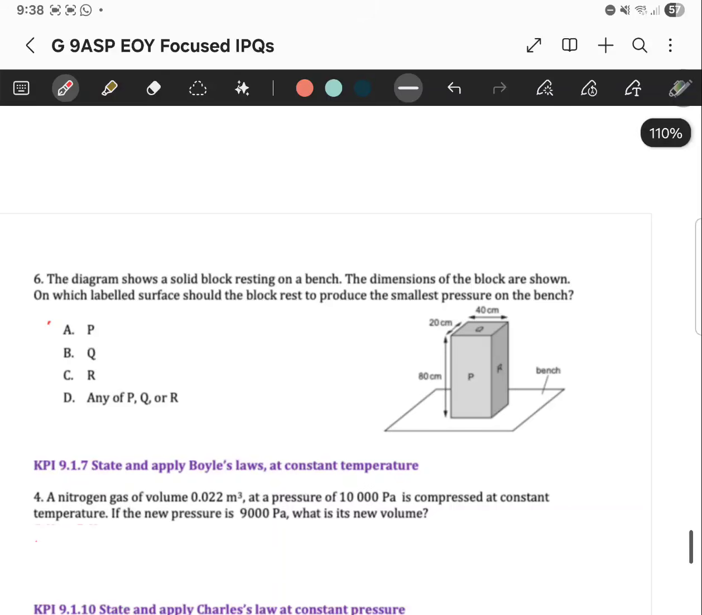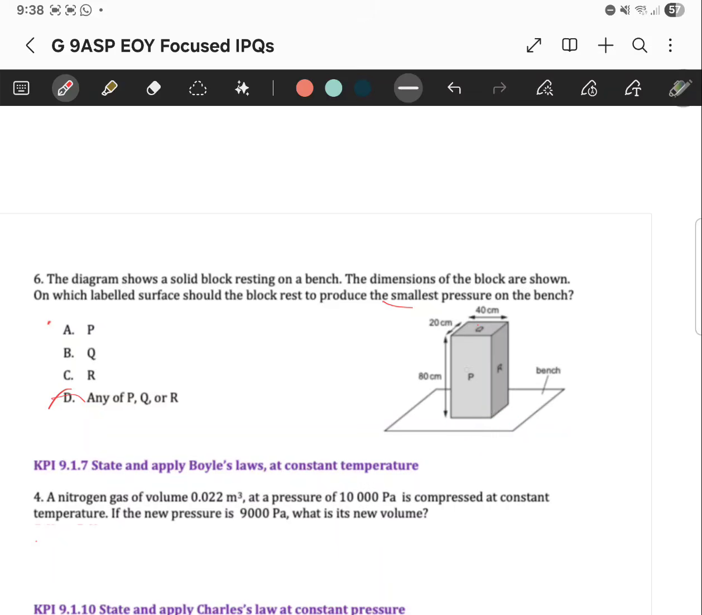Okay, which suffered the smallest? Okay, smallest pressure. Okay, let's go. Now, smallest pressure is the biggest area. It's going to be the same block no matter which way you put it. It's the same block, so I can put it on P, Q, or R. These are the 3 choices that I currently have. So, of course, the pressure will not be the same. It's not any of them because it depends on what area it's acting on.